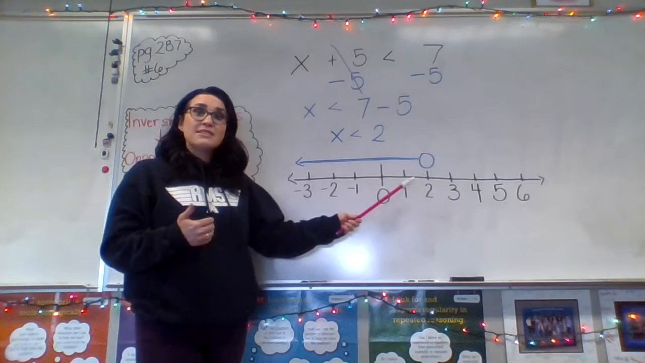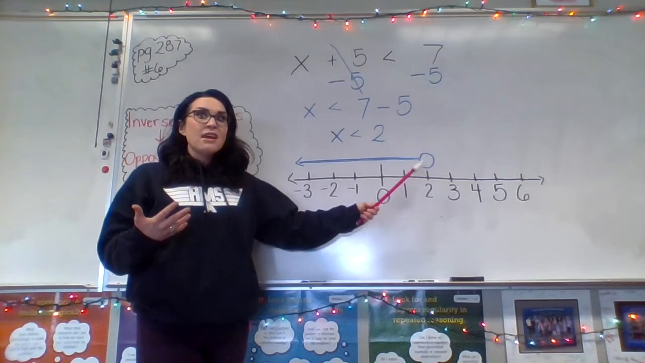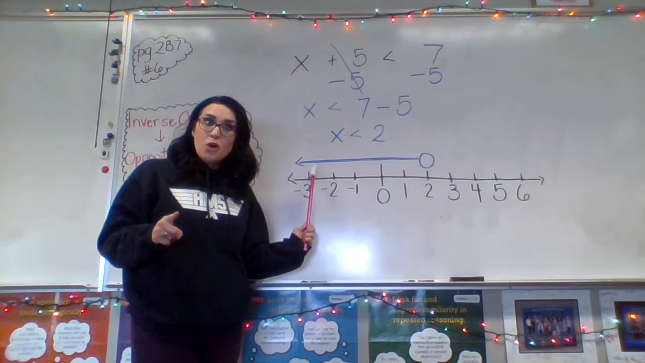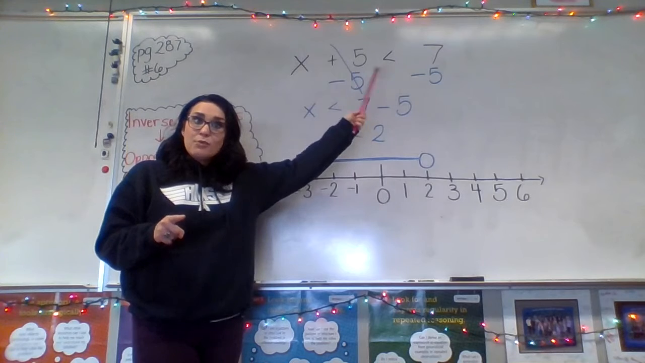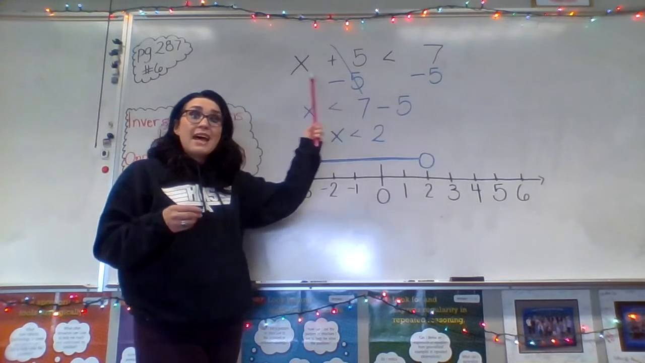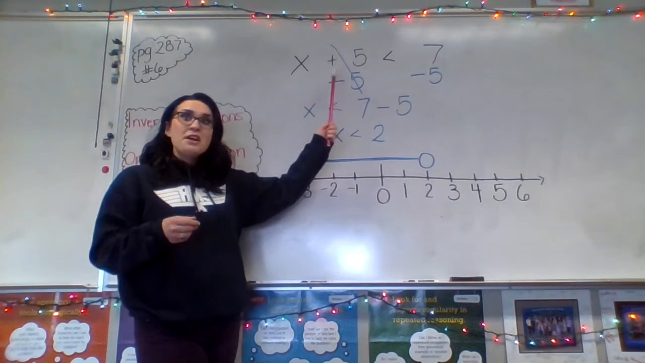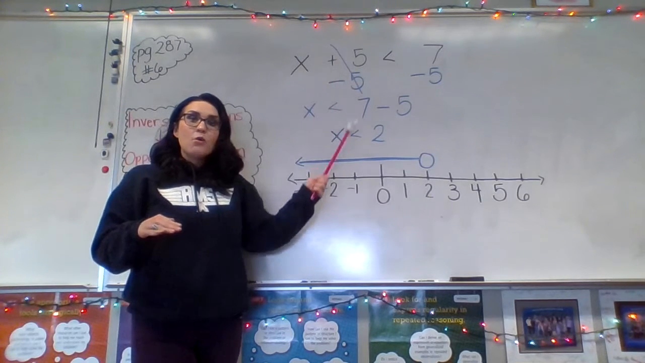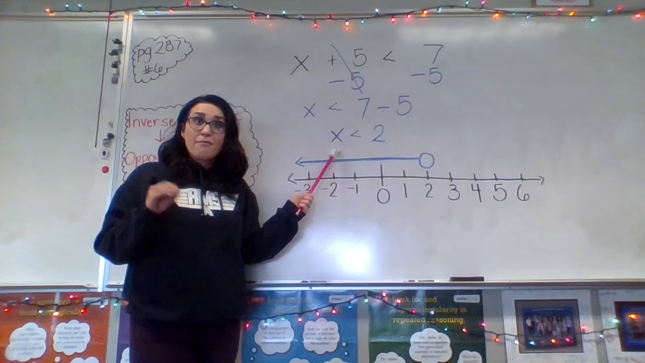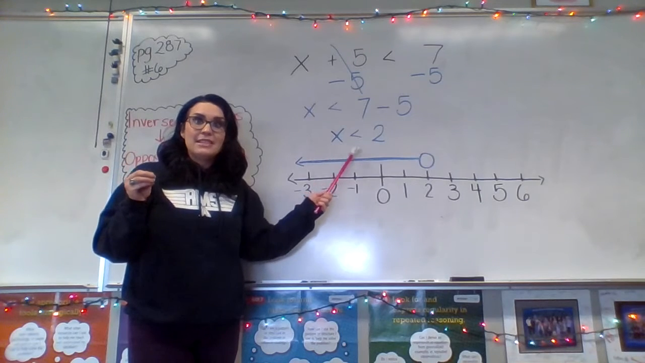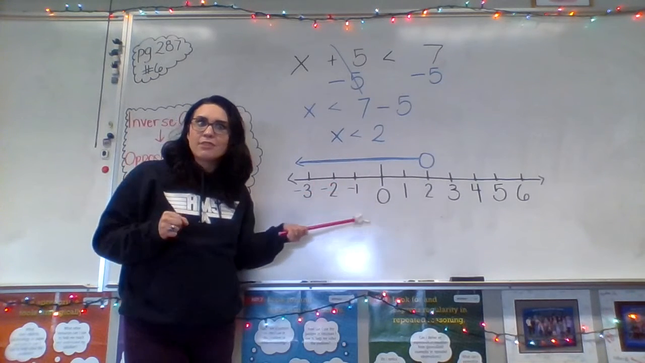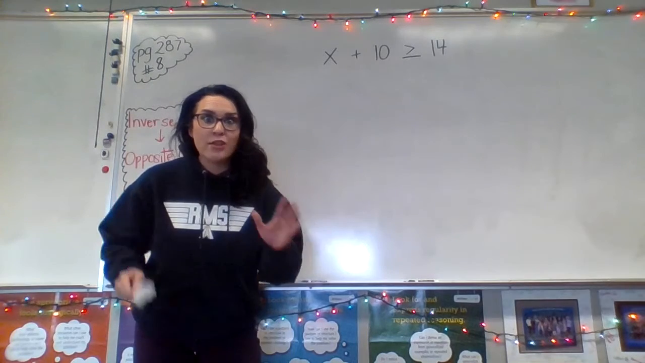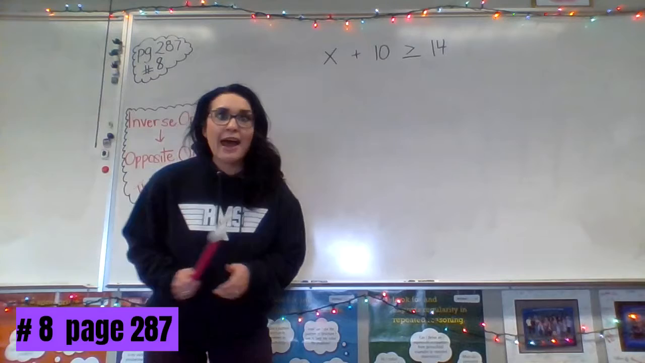So what this represents is that our mystery number is less than 2. It's not 2, it's less than 2. So what we did is we solved this original inequality. We used that inverse operation by taking the addition and subtracting it to undo it. We discovered then that our variable x needs to be less than 2, and then we graphed that solution on a number line.